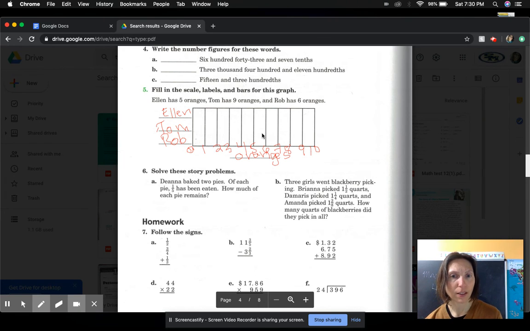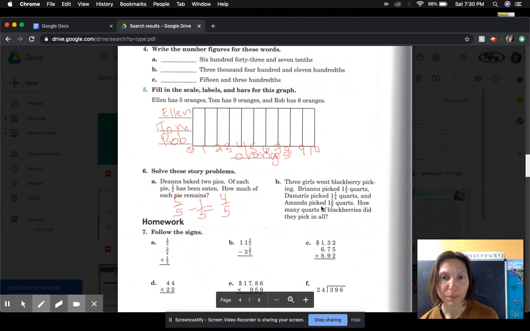Okay, let's look at these story problems. Deanna baked 2 pies. Of each pie, 1/5 has been eaten. Now you know a whole pie would be 5/5, right? Because any number over itself is the same as 1. But I need to subtract 1/5 of a pie because that's how much was eaten out of each pie. How much is left? 4/5. So 4/5 of each pie remains.